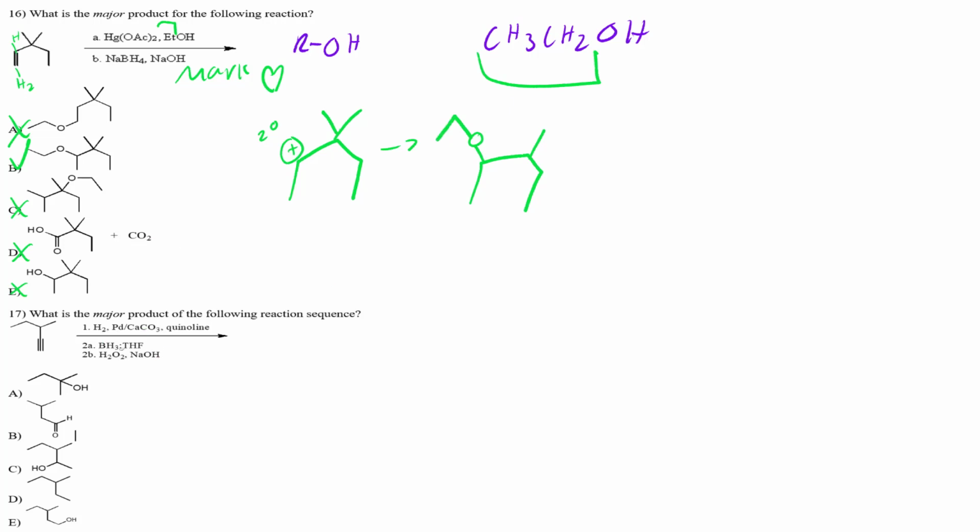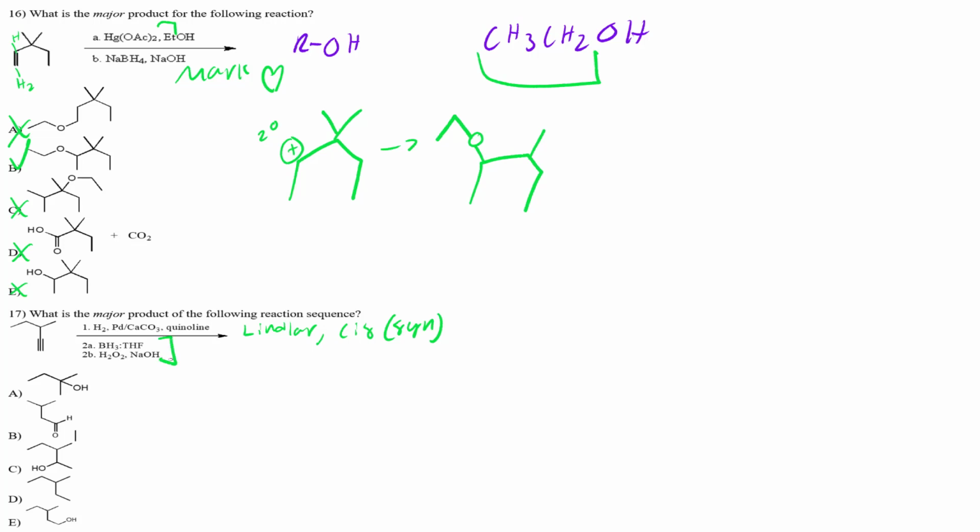Now we have H2 and Lindlar's catalyst. We have calcium carbonate, and Lindlar gives you a cis, aka a syn product. So I should be expecting a cis product. And let's see. Well, E looks pretty good. And we also have this guy.